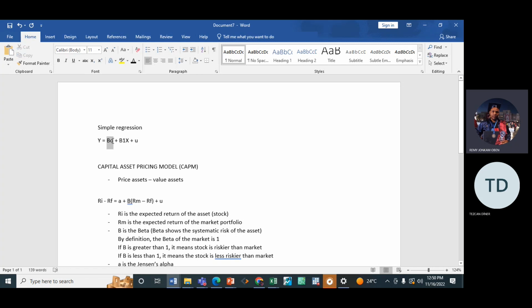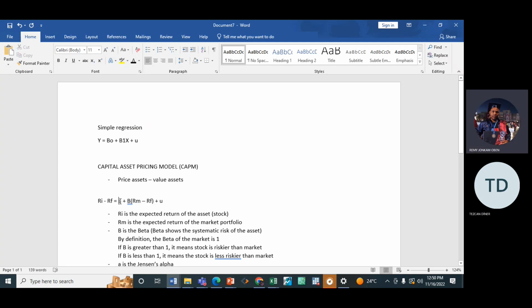Okay, in normal regression, this beta 0 is the constant, and I told you that at times the constant is not too important. We don't really care much about it because most of the times its interpretation is not logical. But in the CAPM, the constant is very, very important.